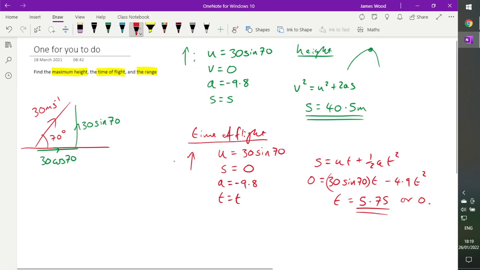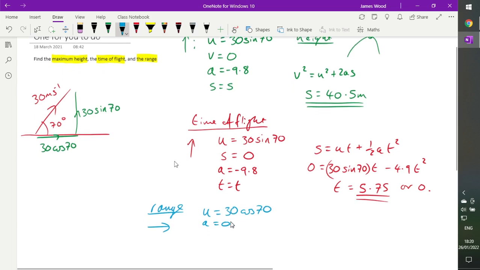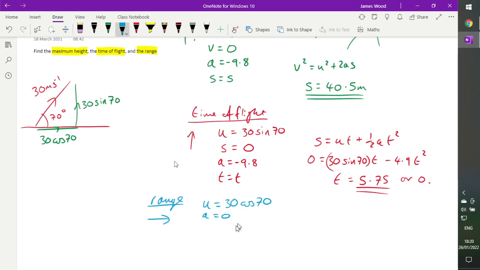And the last one, the range. So the range, I need to think about horizontal. So this time U is going to be 30 cos 70 instead. A is 0 horizontally because there's no gravity horizontally, it only acts vertically, and we're not looking at air resistance. We want to find the distance, and we know that the time it takes is 5.75 seconds.